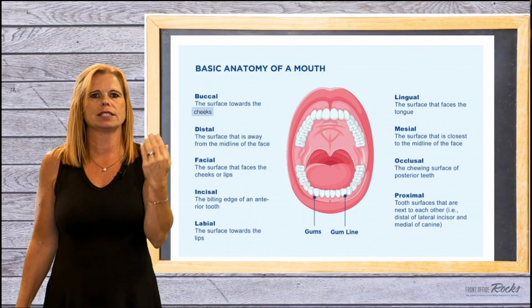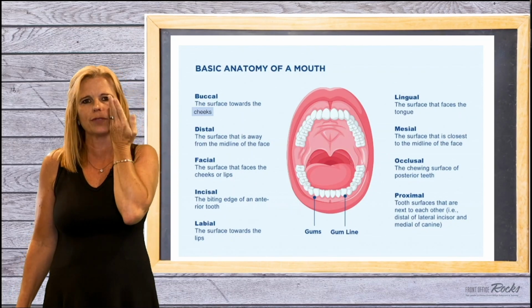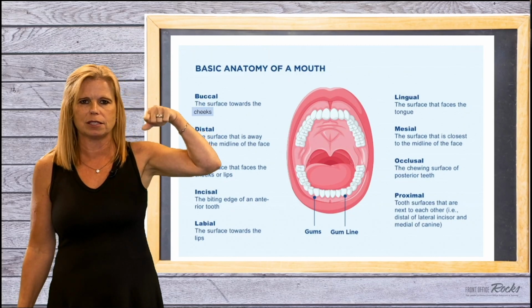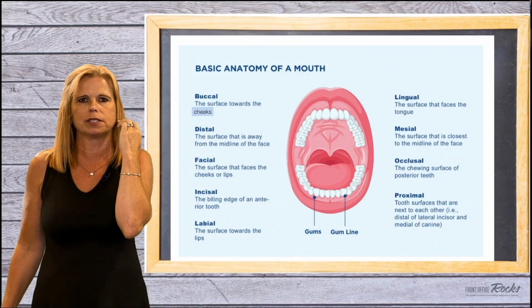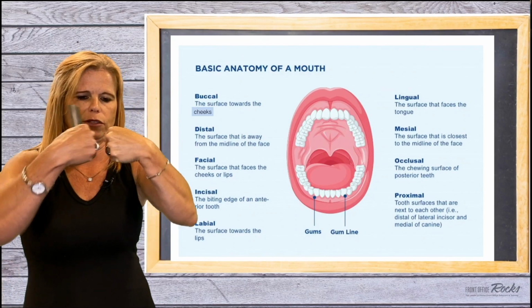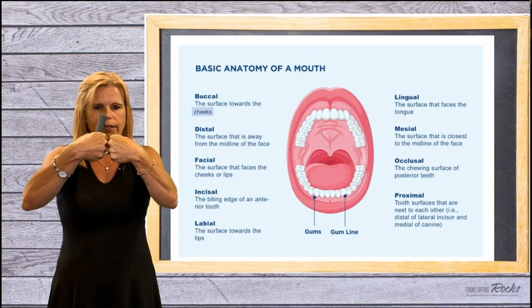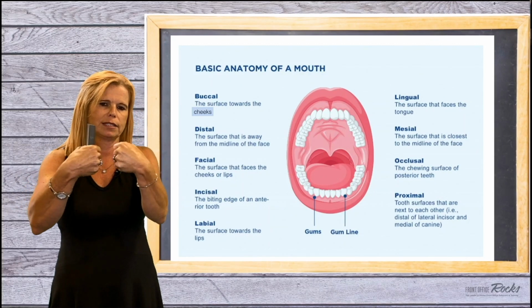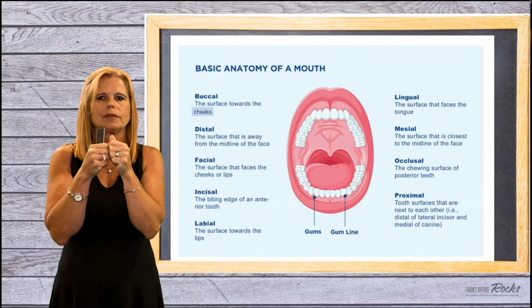The mesial is the surface that's closest to the midline of the face, so not the back now, but the front going towards the midline. The occlusal, we already talked about this, it's the chewing surface on the back teeth, okay? And the proximal is the two surfaces that are next to each other. So if I've got a proximal cavity, it's going to be between the teeth. When we floss, that's between the teeth, okay?